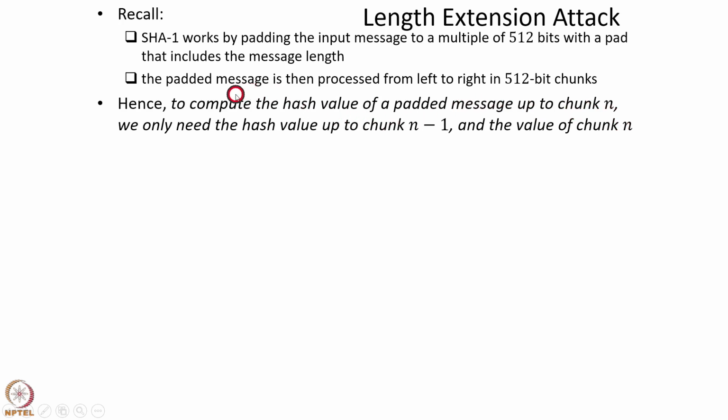So recall that the message was processed in chunks M0, M1, M2 and so on. After completing the processing up to chunk Mi, we then take the resultant hash value and process the chunk Mi+1, and then the resultant hash value plus the chunk Mi+1 are enough to compute the hash value up to chunk Mi+1. So hence we have this property that to compute the hash value of a padded message up to chunk n, we only need the hash value up to chunk n-1 and the value of chunk n. This is the basis behind the length extension attack.